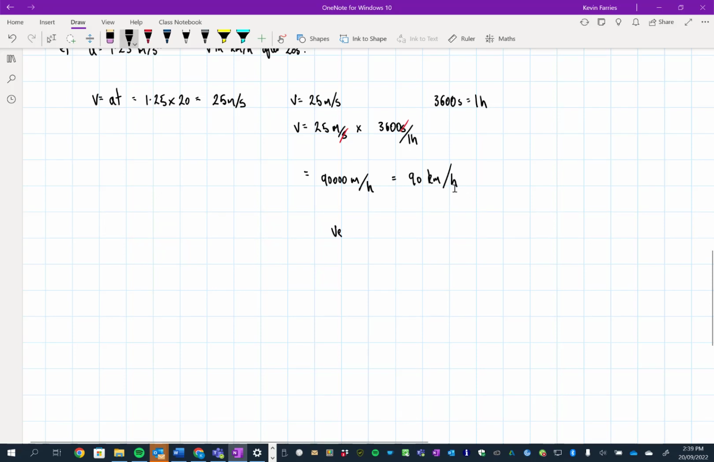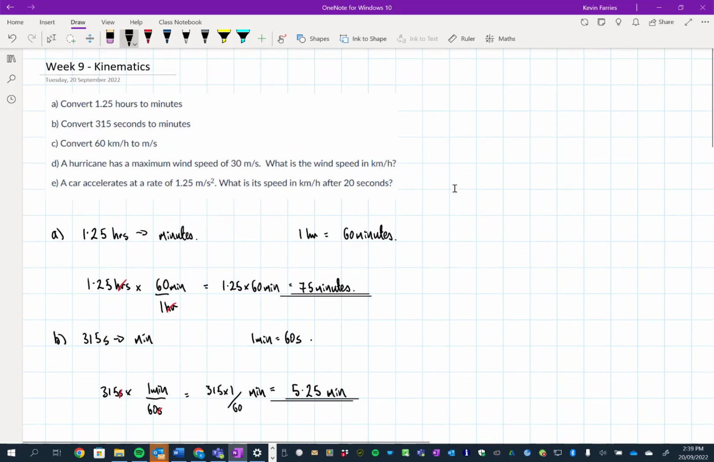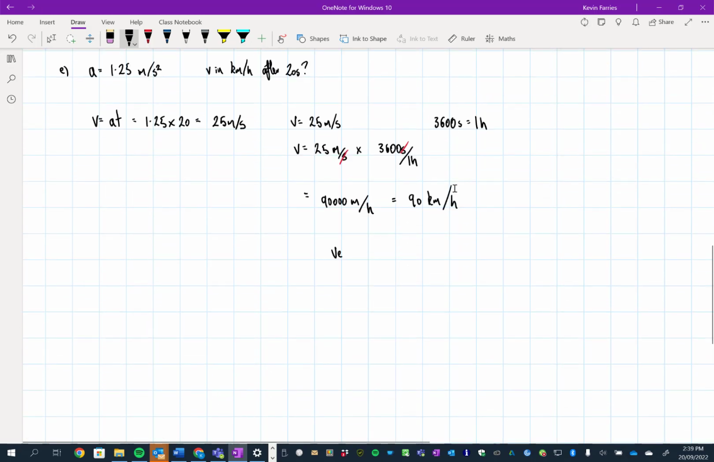Did I ask for velocity or speed? Speed, so better say speed then. Velocity should really have a direction, but speed after 20 seconds is equal to 90 kilometers per hour. Done.